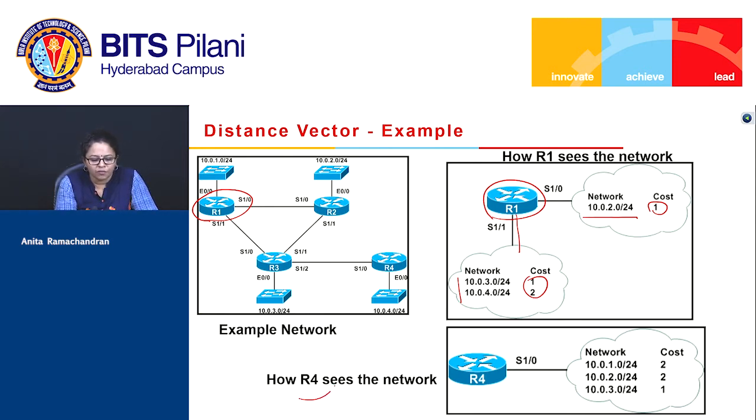Similarly, how does R4 see the network? R4 knows that through serial interface 1/0, it will be able to reach all these three networks, with the link cost. So this is the difference in the views of the different routers that form part of a network when they implement the link state algorithm versus the distance vector algorithm.